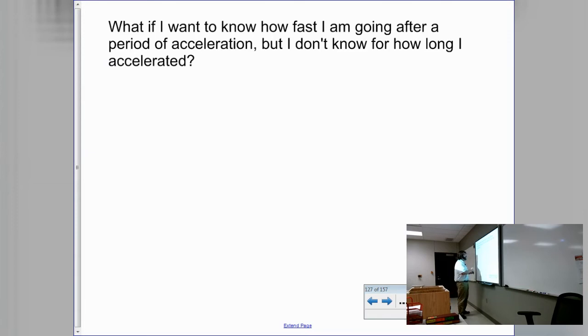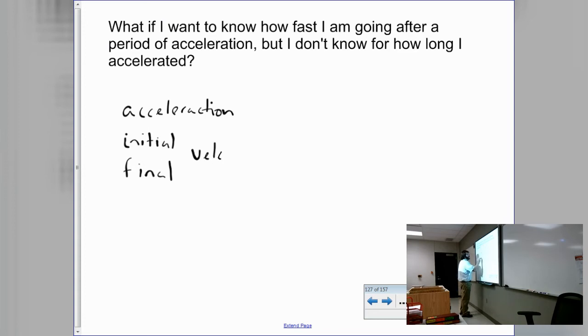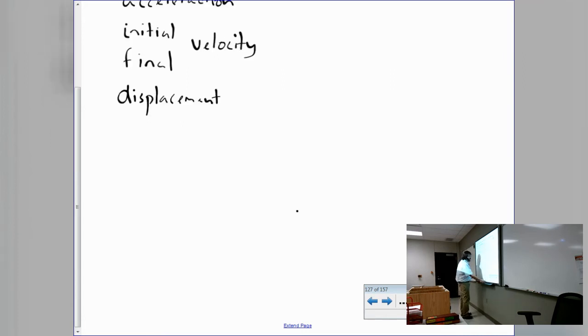So again, what do we have? We would have the acceleration, we would have the initial and final velocities, and we would have to have the displacement. Okay, so to get this new and last kinematic equation for this lesson, we're going to take the first two equations that we derived at the beginning of this video. I'm going to put those back on the board.